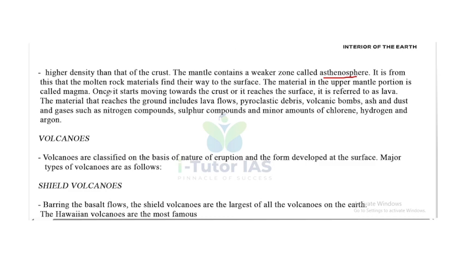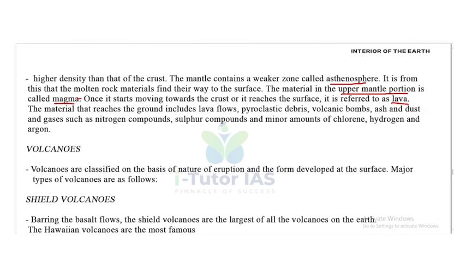Now, the material in the upper mantle portion is called magma. Once it starts moving towards the crust or it reaches the surface, it is referred to as lava. The material that reaches the ground includes lava flows, pyroclastic debris, volcanic bombs, ash and dust, and gases such as nitrogen compounds, sulfur compounds and minor amounts of fluorine, hydrogen and argon.